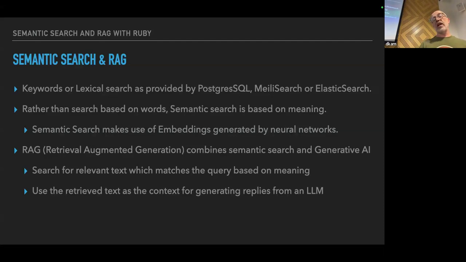So you use semantic search to find content that's relevant to your search, and then you use the generative side of AI to synthesize an answer based on that content or context.